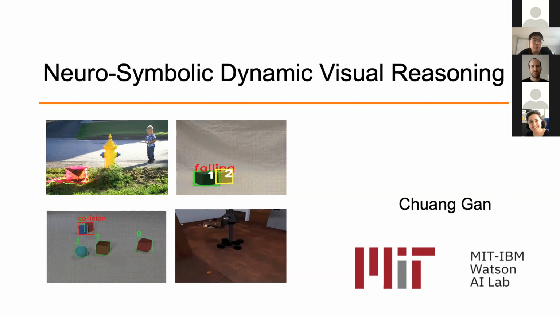It's a little bit different from the current trend of training large transformers. But I will show another perspective on how we can integrate the neural and the symbolic, with an application to dynamic visual reasoning.